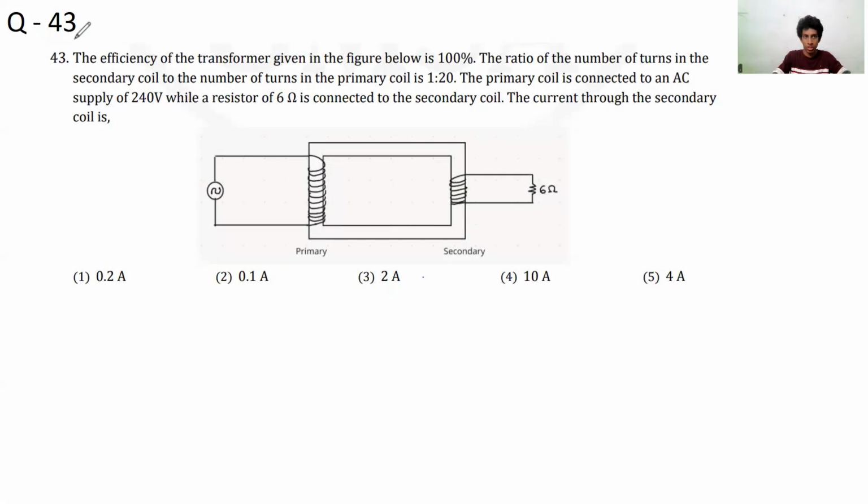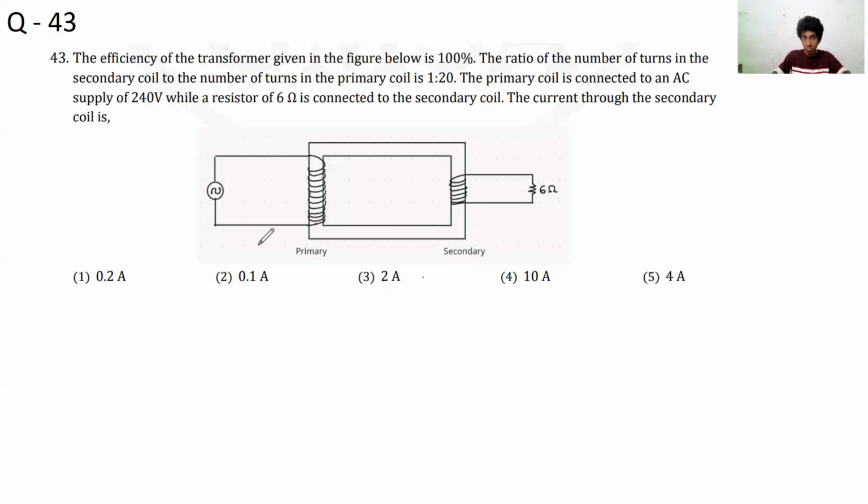Question number 43. The efficiency of the transformer given in the figure below is 100%. The ratio of the number of turns in the secondary coil to the number of turns in the primary coil is 1:20. The primary coil is connected to an AC supply of 240 volts, while a resistor of 6 ohm is connected to the secondary coil. The current through the secondary coil is.